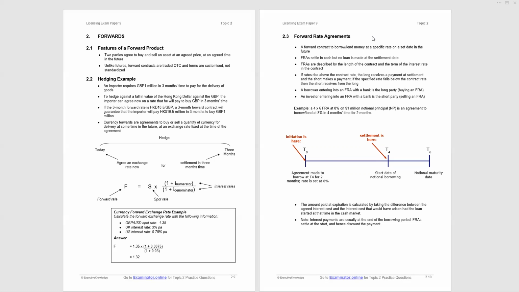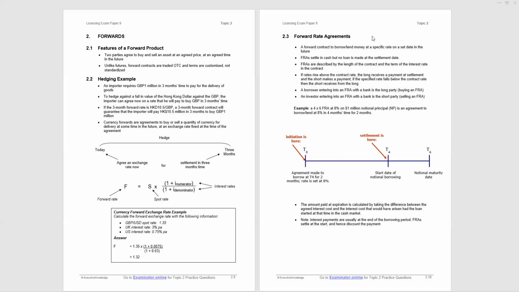Let's look at an example. By the way, you must know that formula for the exam, 100%. So the exchange rate example: calculate the forward rate with the following information. The pound/US dollar spot rate is 1.35. Now this is where it can be confusing because the format they use in the exam and the notes is, when they say pound/US dollar, what they mean is the number of US dollars for £1. It is confusing. So 1.35 is 1.35 US dollars to buy £1. So the numerator is dollars and the denominator is pounds.